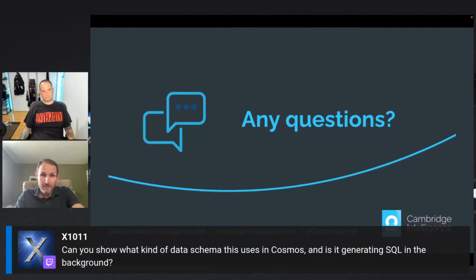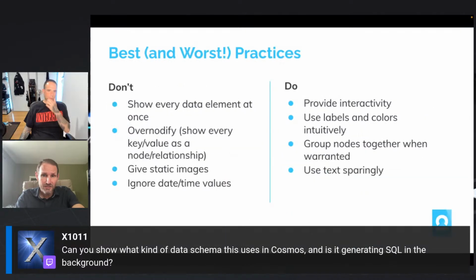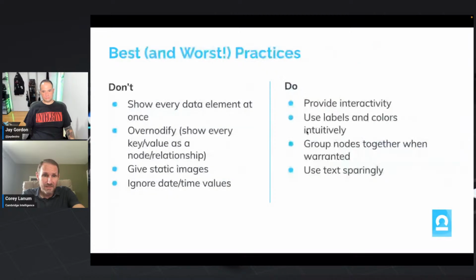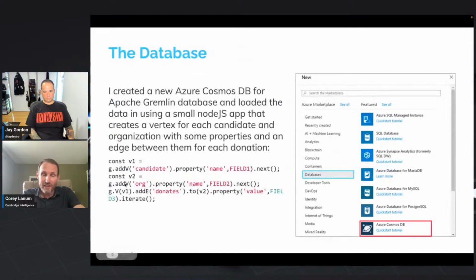No, it's generating Gremlin in the background, and I showed that on the slide here. There it is. Basically, it's a very simple schema. It's one node which represents an organization, one node that represents a candidate, and a link between them which has properties for the value and the date of the donation. And there's a couple other properties. I simplified the Gremlin here, but it's basically a couple of properties. So it's really 2 node types, 1 edge type, and 2 or 3 properties associated with each one.